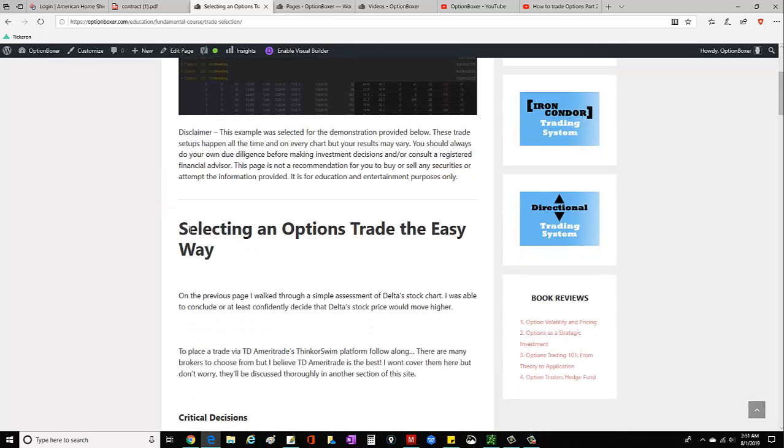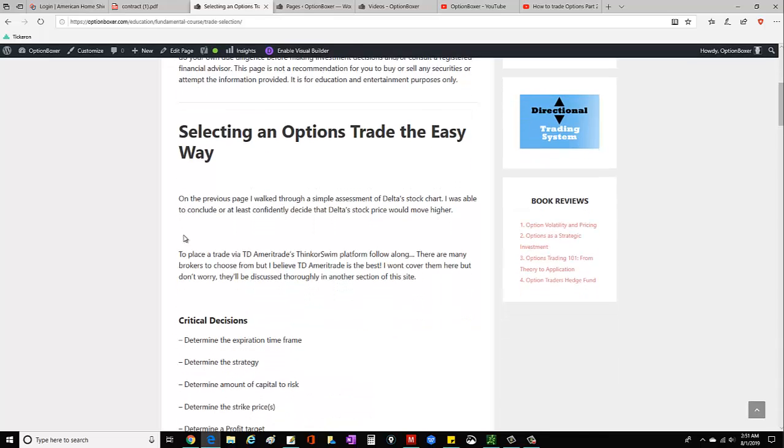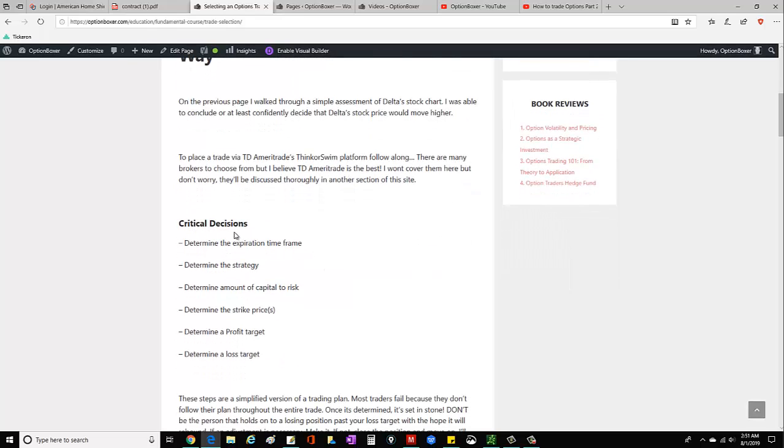Okay, so like I said in the last video, we looked at Delta and found a potential trade we wanted to make. So now we've got to look at setting up that trade. To place a trade via Thinkorswim, which is the platform I use, there are many other platforms out there, but I typically only use Thinkorswim, sometimes Robinhood, but for the most part it's Thinkorswim. And Thinkorswim makes it fairly easy to set it up, but you've got some determinations, or some decisions, you need to make.